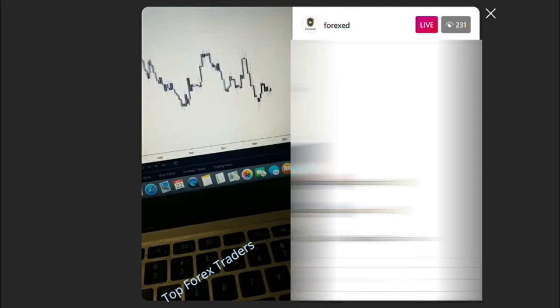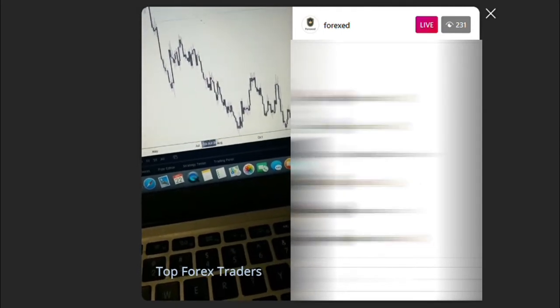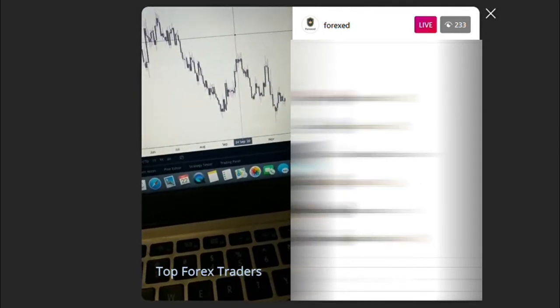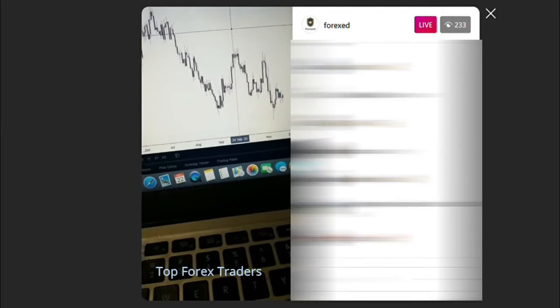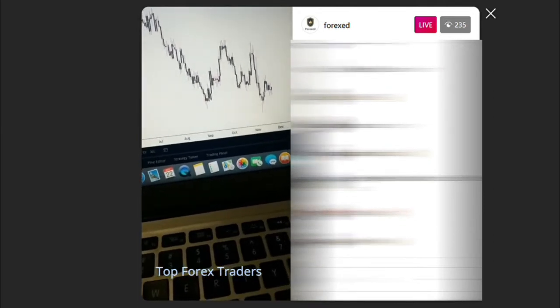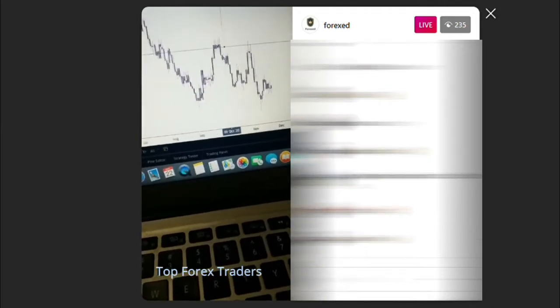Setup here. So you guys can see that overall we are in a bearish trend. Okay, so first things first, you want to establish the overall trend. Now the second thing you want to do is you want to be able to identify the market structure.